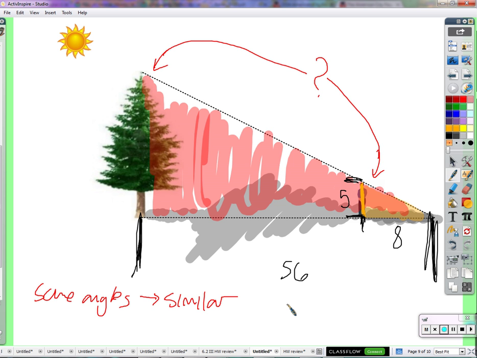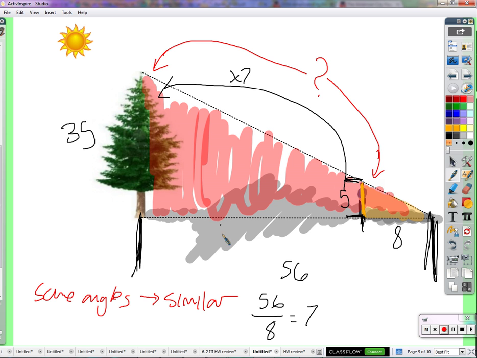Yeah. How are we going to do it? We're going to do it before we leave. Okay, 56 divided by 8, and then whatever that is, you times by 5, and you get your answer. Times 7 by 5? Yeah. 35. So now we know this triangle is 7 times bigger, so we multiply by 7, and how tall is the tree? 35. All right, have a good weekend, everybody.